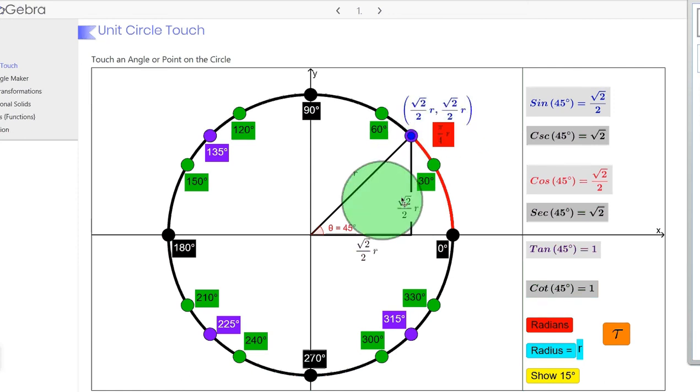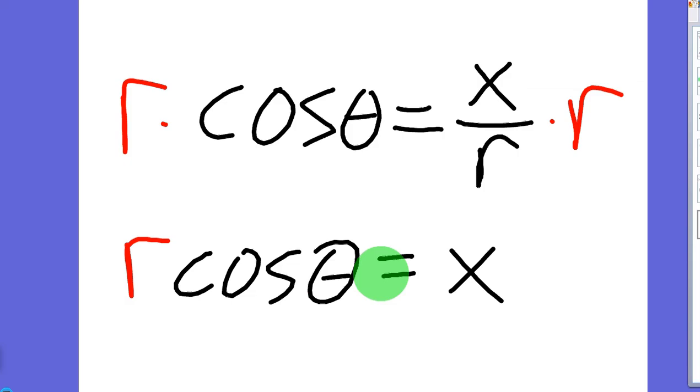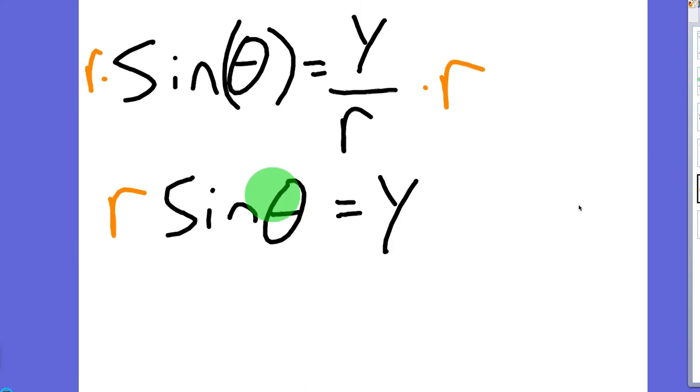Technically, going back to our sine and cosine, x is r cosine of theta, not just cosine of theta, but r cosine of theta. And technically y is r sine of theta. But because those r's cancel, we can look at y in terms of just sine of theta when the radius is 1. So that's why we typically draw the unit circle with a radius of 1.